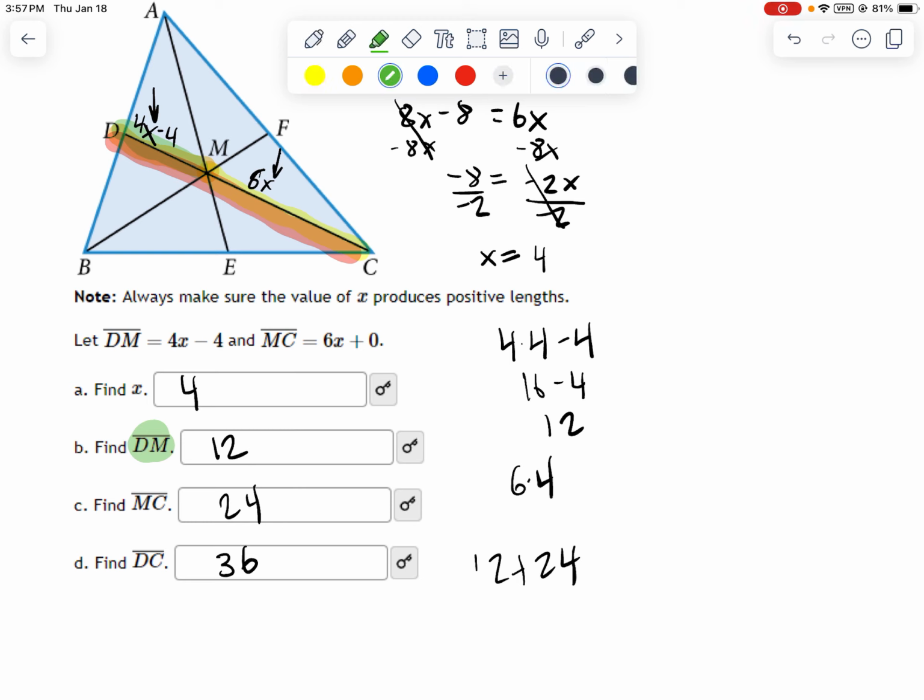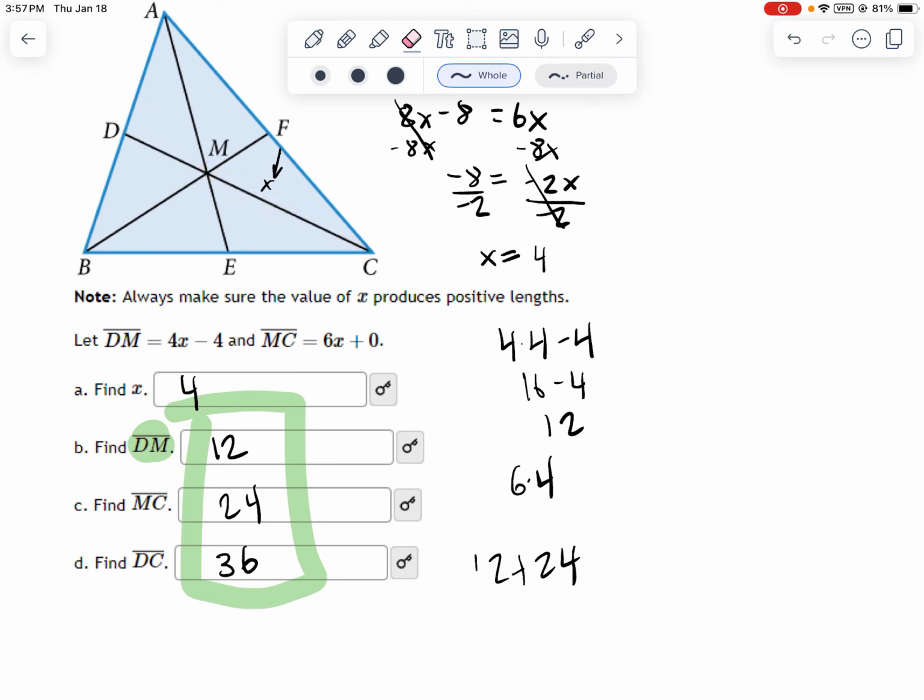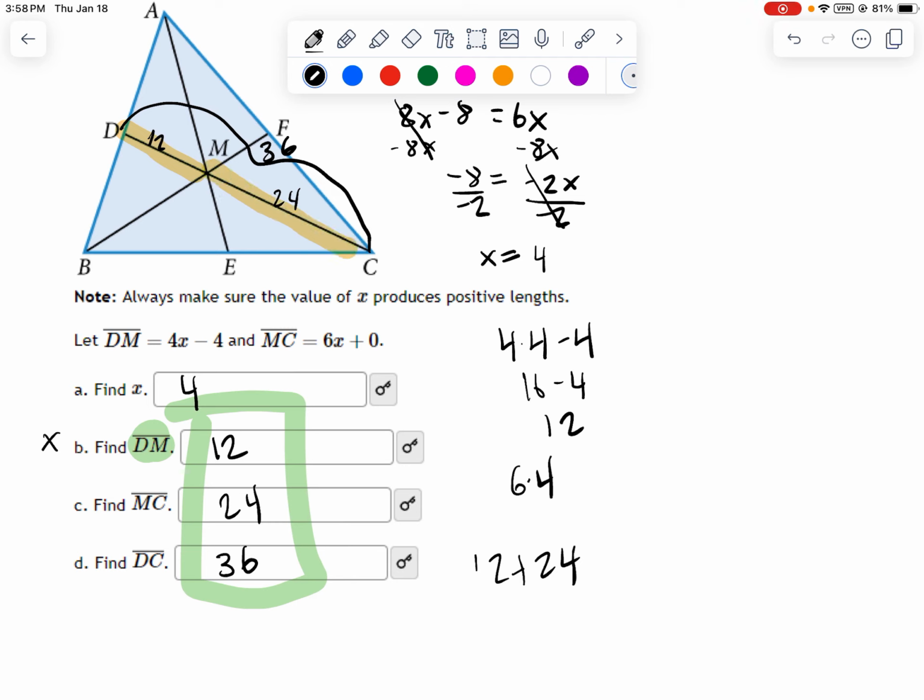Now, if you started this without any expressions, if you're just working with the numbers, you'll notice that we have this single, double, triple relationship. Let me erase everything on the triangle to make it really obvious here. We found DM to be 12, MC to be 24, and the whole thing to be 36. So essentially, the little portion is just the first number that you have. The longer portion is double the smaller, and the entire segment is going to be triple the smaller.